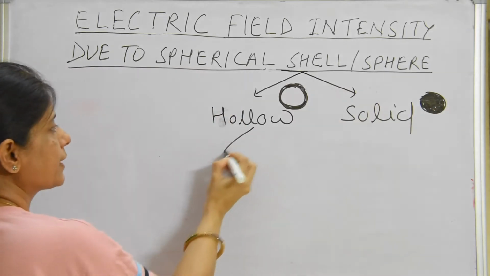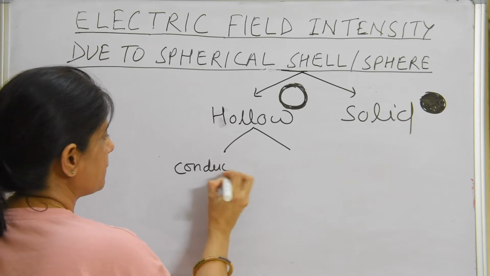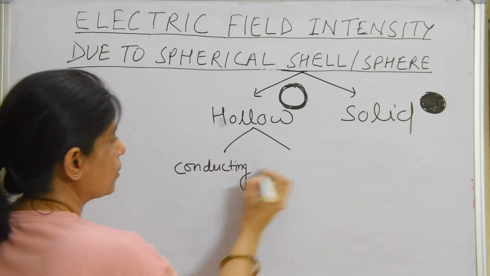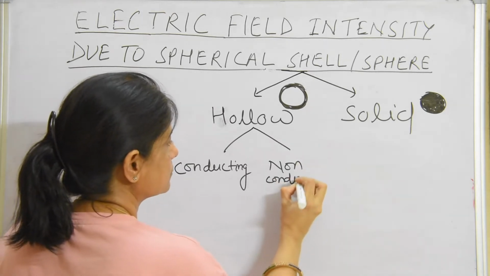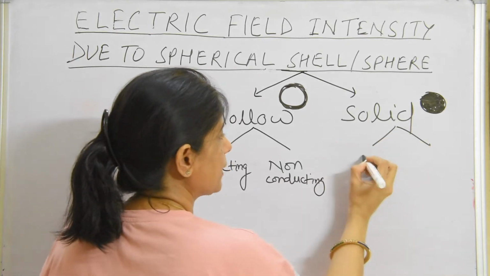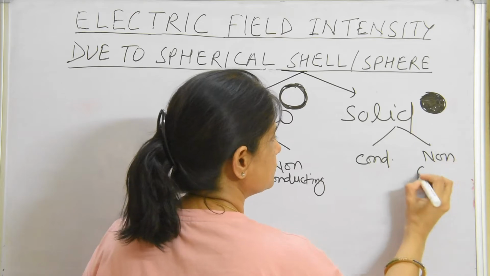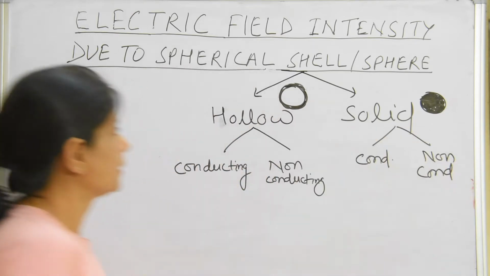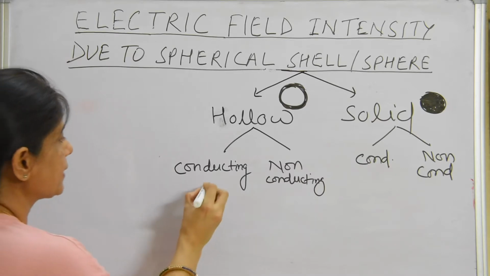Now a hollow sphere can be of two types. It can be conducting or non-conducting. Similarly, a solid sphere can be of two types, conducting and non-conducting. Now what is a conducting sphere? A conducting sphere means it can conduct electricity.